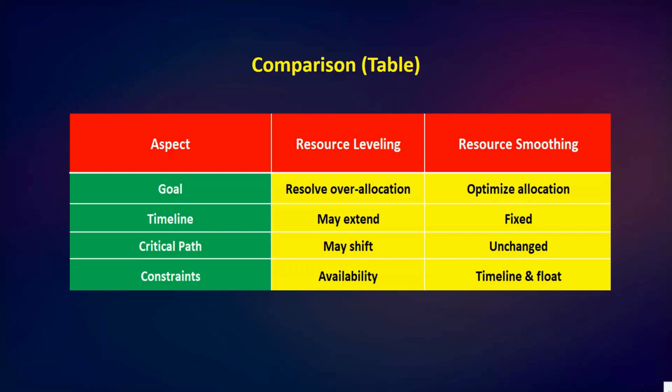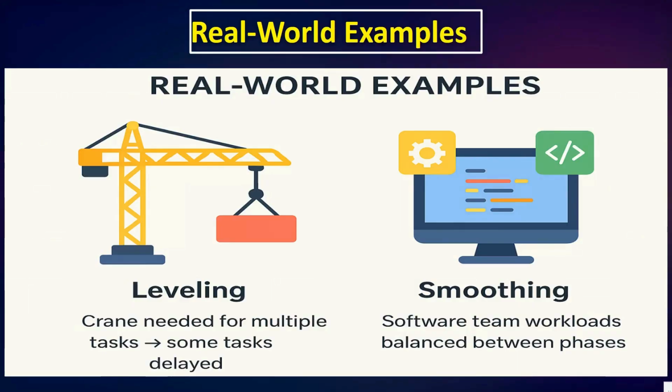Choose leveling when resources are over allocated and deadlines are flexible, and choose smoothing when deadlines are strict but workload distribution needs improvement. Okay, so I hope this is clear. Next we have the real world examples. Here we actually have two real world examples, leveling, then smoothing.